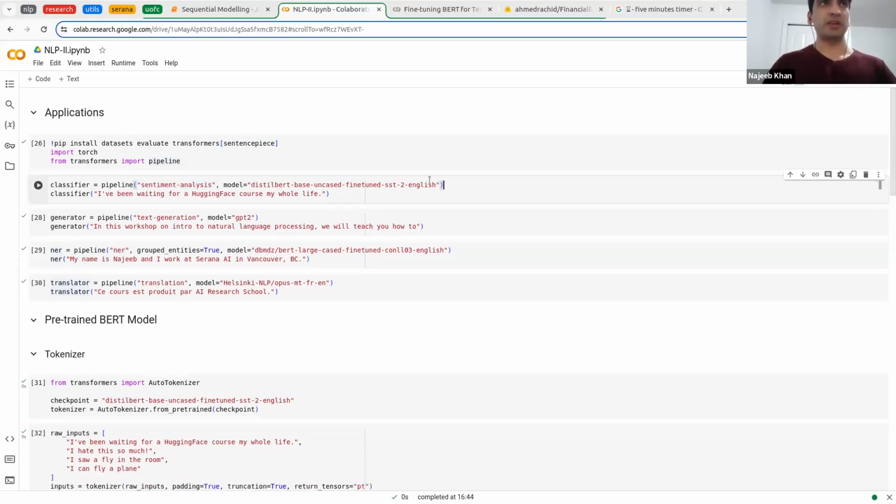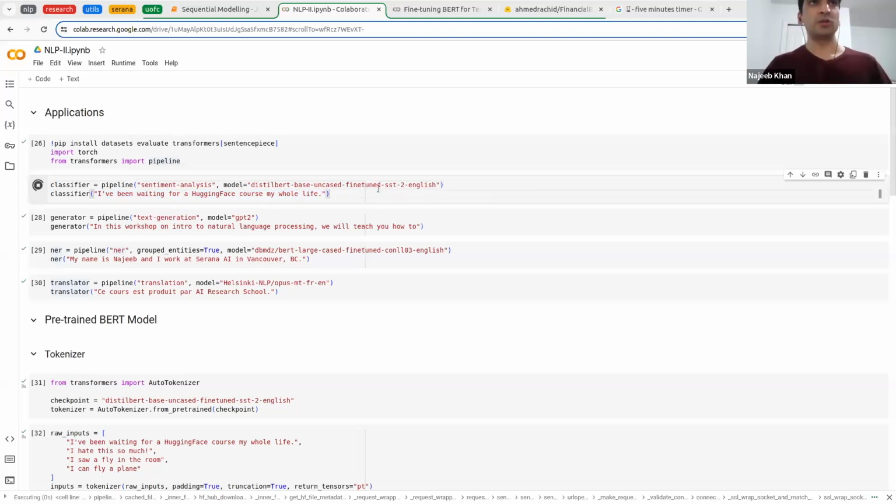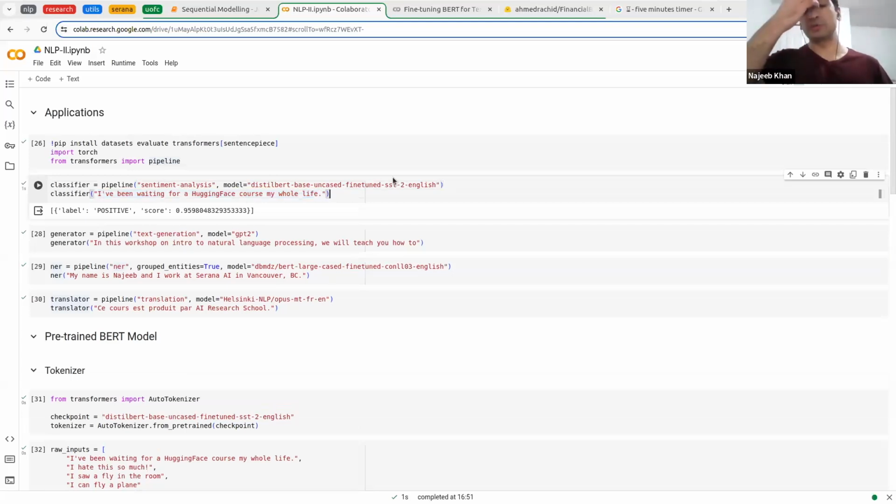If I run this and pass in an example sentence, it can do the tokenization and the model processing, and it gives me a label, which is positive, with a confidence of 0.95. You could provide something negative, like it was a waste of time, so it will hopefully give you a negative score. If you say it was not a waste of time, hopefully it's a positive one. Yeah, okay, it does.